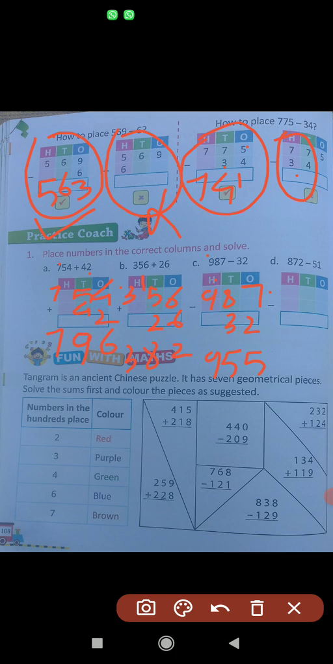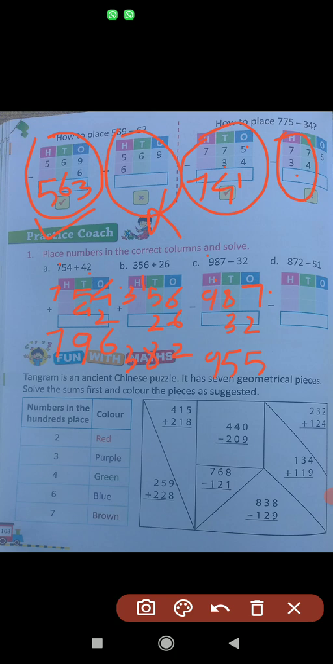In subtraction, the first number 987 is the minuend, 32 is the subtrahend, and 955 is the difference between 987 and 32. Okay.